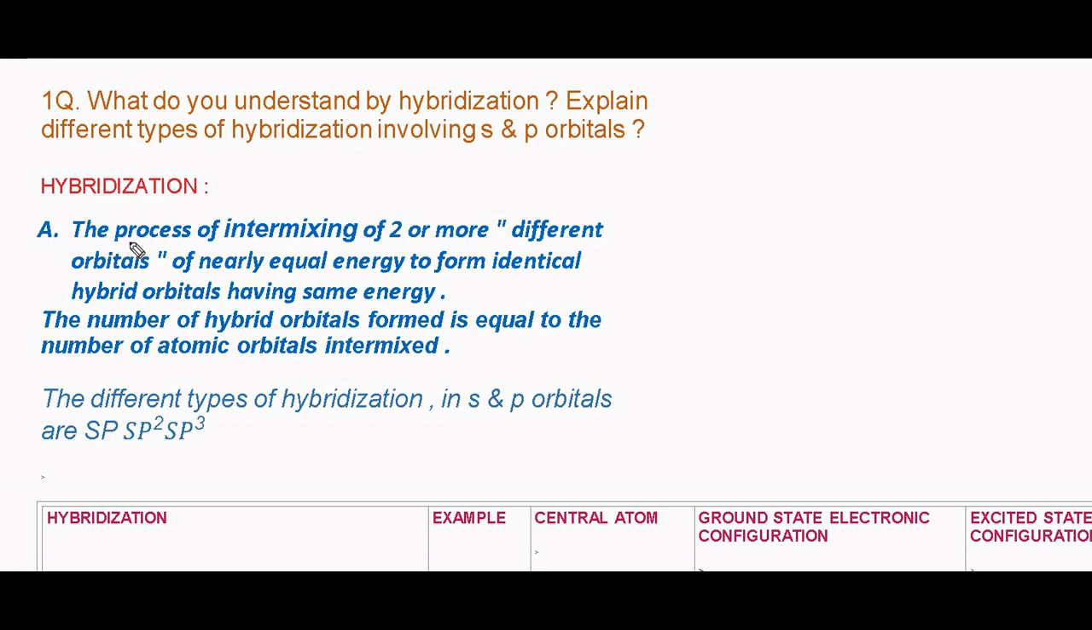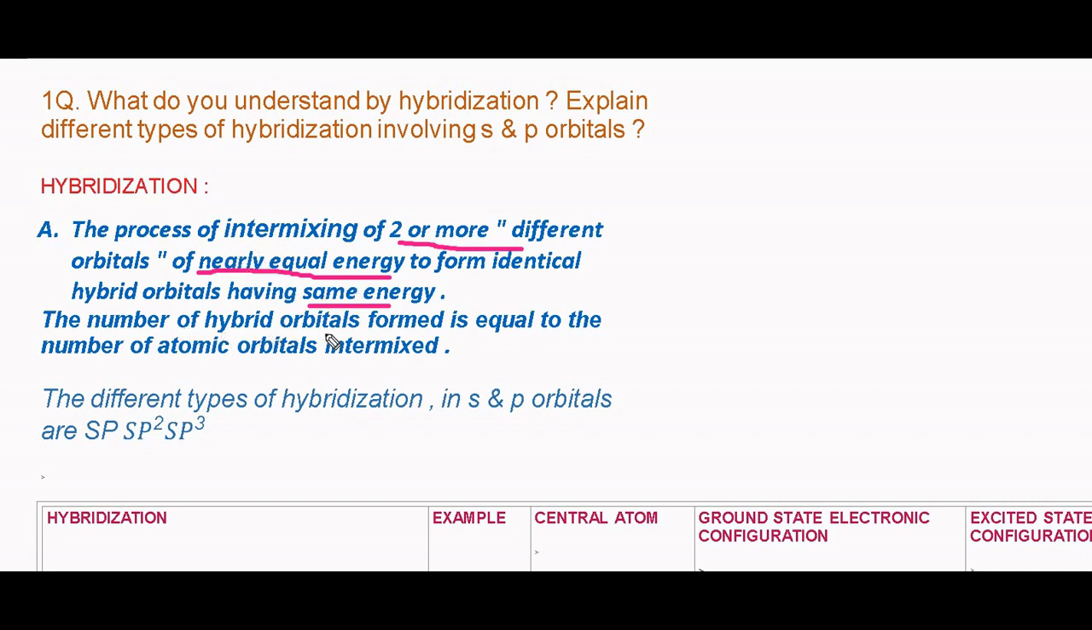The definition of hybridization is the process of intermixing of two or more different orbitals. Intermixing of two or more orbitals of nearly equal energy to form identical hybrid orbitals is called hybridization. In hybridization, how many atomic orbitals are involved? Two or more different atomic orbitals which have nearly equal energy form identical hybrid orbitals having the same energy.